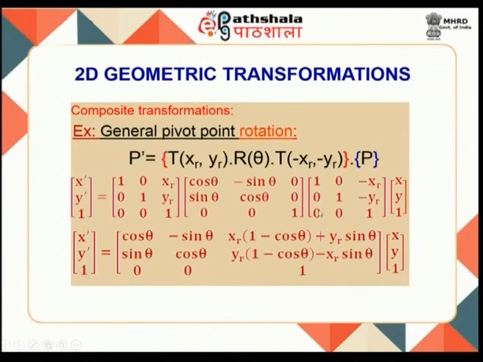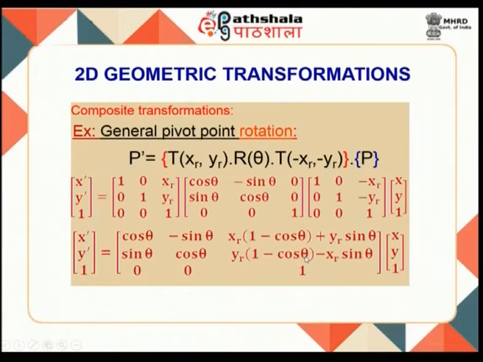So, when you multiply these three, what you get is a composite matrix whose elements are given here as cos theta, minus sin theta, cos theta, and the third column has some non-zero values: XR into 1 minus cos theta plus YR sin theta, and YR into 1 minus cos theta minus XR sin theta. If you look at the first 4 elements of this matrix, they are exactly the same as the original rotation matrix, that is, rotation about origin.